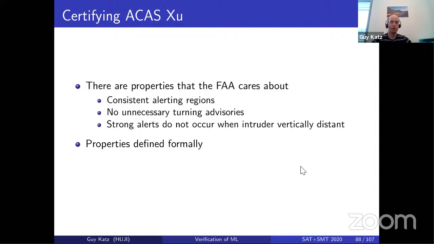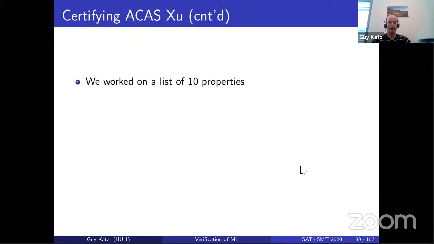So the FAA was able to define some of these properties formally. So the FAA experts sat down and they said, look, here is a list of 10 properties that we really care about. And these are, again, given as constraints on inputs and outputs, linear constraints. Okay, so like I said, many interesting problems fit into this mold of linear constraints on inputs and outputs, in particular also in this case. And they gave us a list of 10 properties.